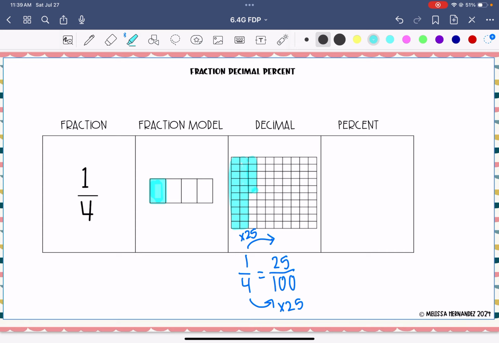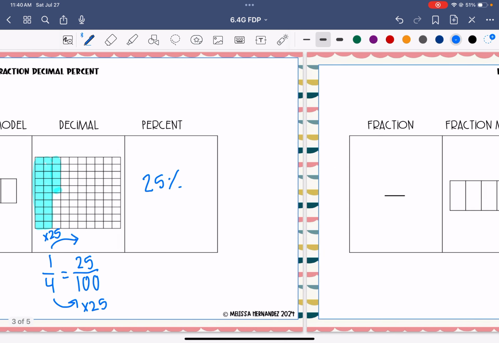Okay, now the nice thing about it is percent is out of 100, and you just set up an equivalent ratio the same way I did it with the decimal. And my percent is going to be 25% because percent is out of 100. I've already figured it out from the decimal grid.